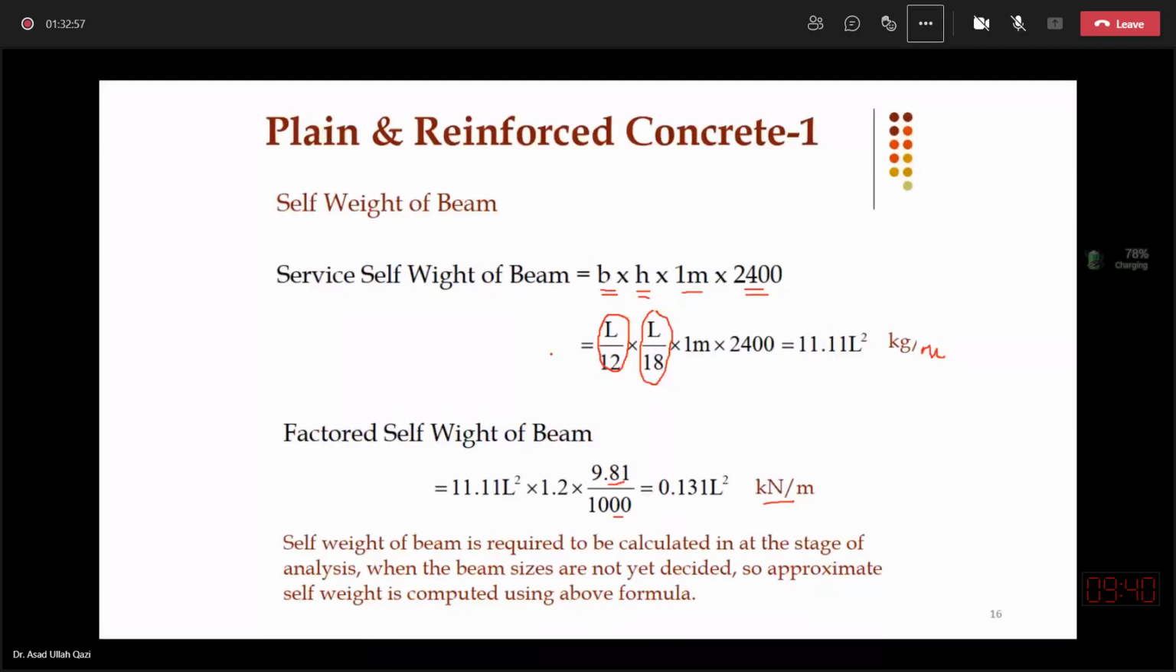So rather than using this equation, you can intelligently include the self weight of the beam by fixing the cross section first. If you want to just use it for estimation, then span by 12 for B and span by 18 for H will be a good choice for B and H. And then finally you will also multiply this self weight with the corresponding load factor, which is 1.2, and also to convert it into kilonewton per meter you will multiply it with 9.81 divided by 1000.